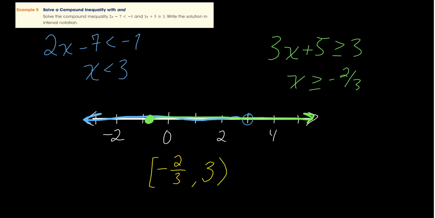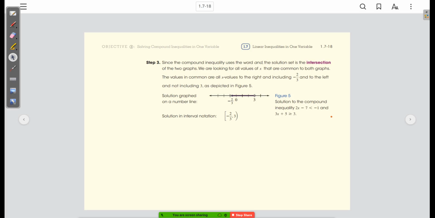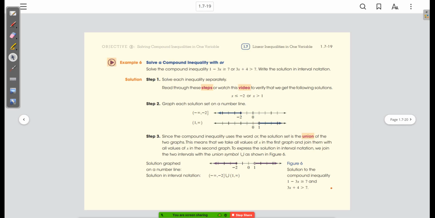I'm pretty sure we're going to be using the word or next. Yep, and there's the or.